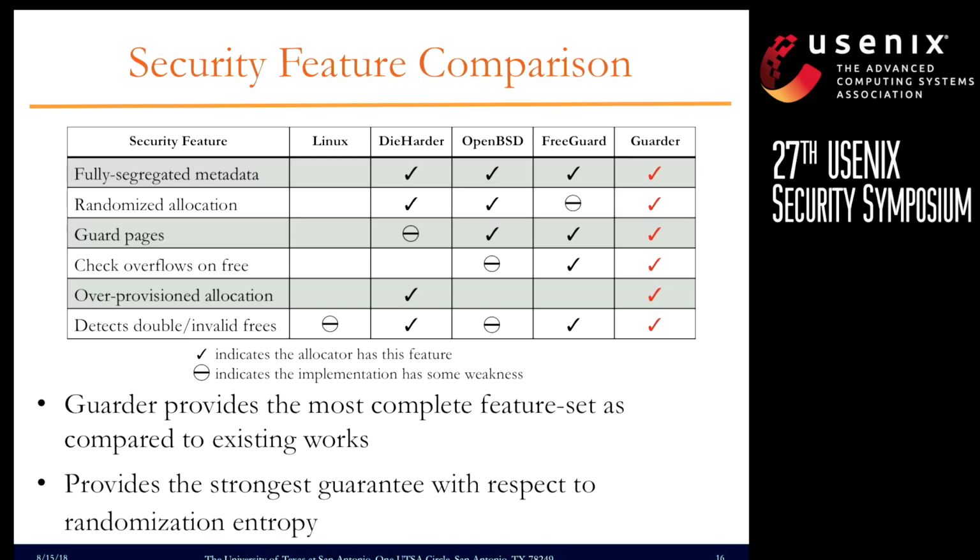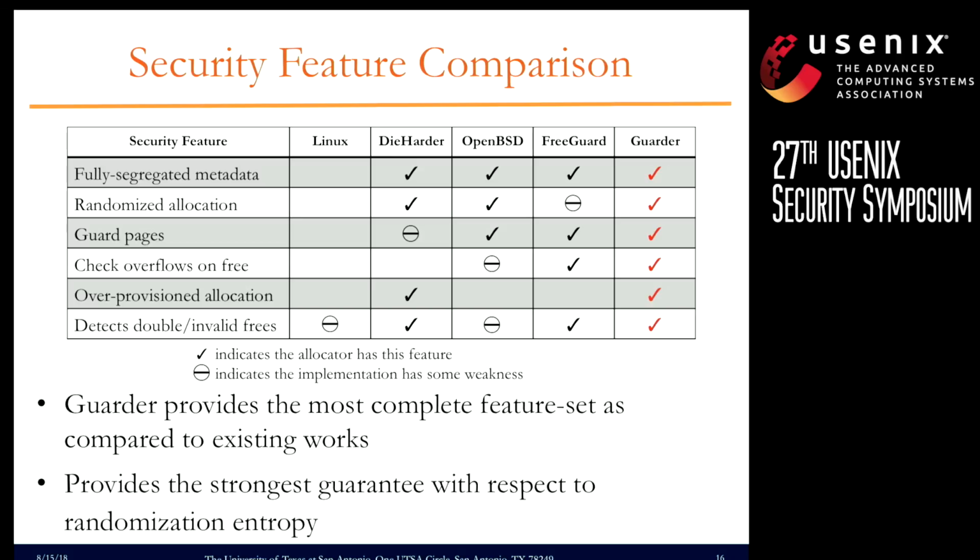Here we can see a comparison of the security features that are implemented among these allocators. Garder provides the most complete feature set with respect to these works and provides the strongest guarantee in terms of randomization entropy. You can see that Garder also implements fully segregated metadata, canary checking on free, and can detect all double and invalid frees.